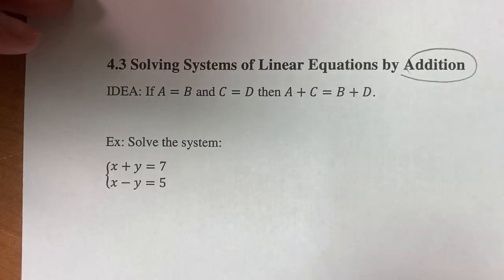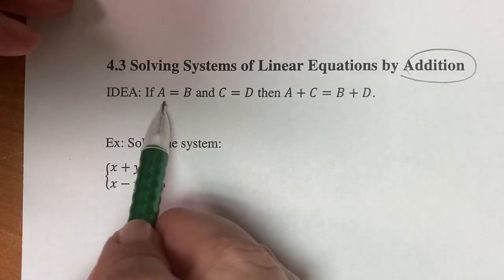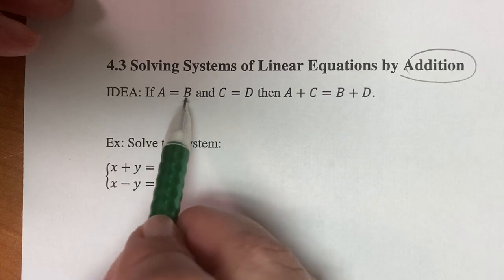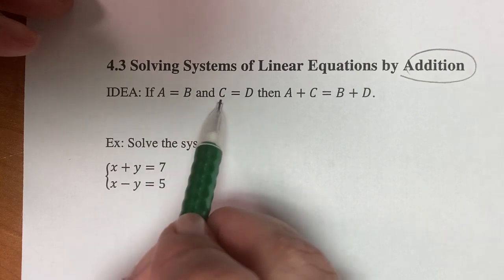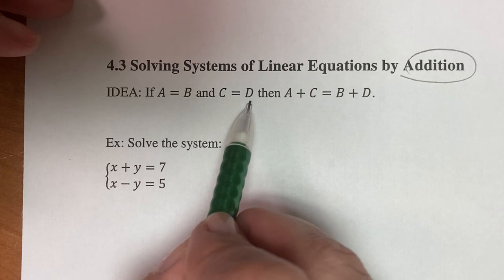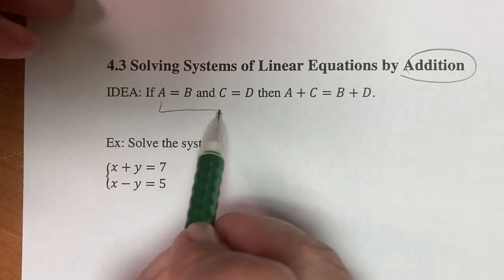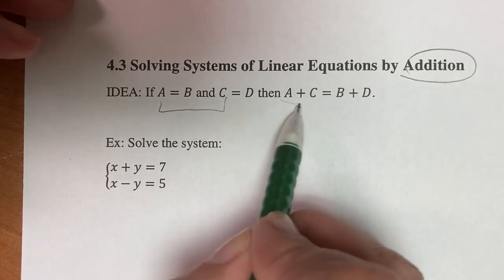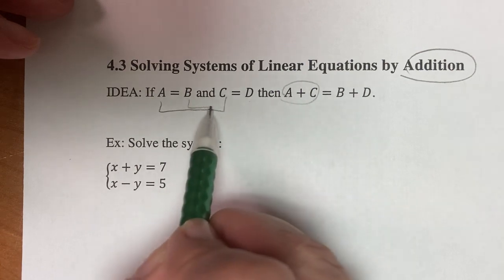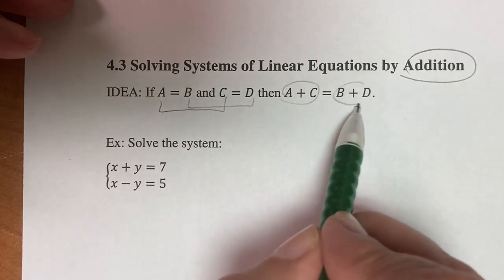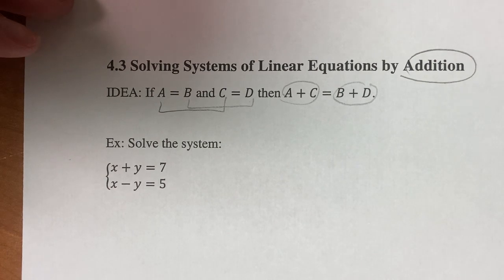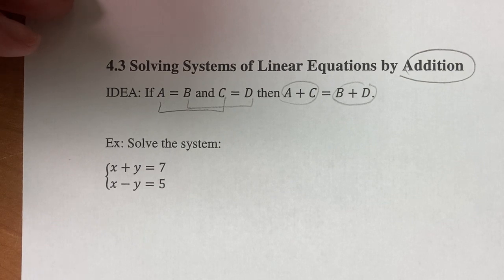So the idea behind addition is if I have an equation where A is equal to B and I have another equation where C is equal to D, if I were to add the two left-hand sides and add the two right-hand sides, I would also end up with a true equation, which is why we are able to either add or subtract, by the way, equations to get an equivalent equation.